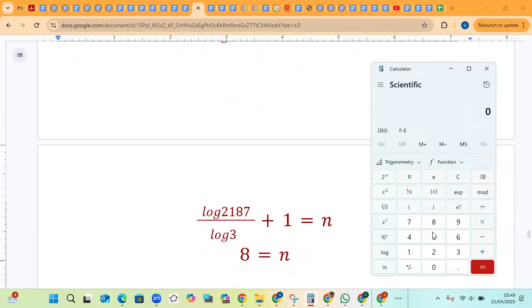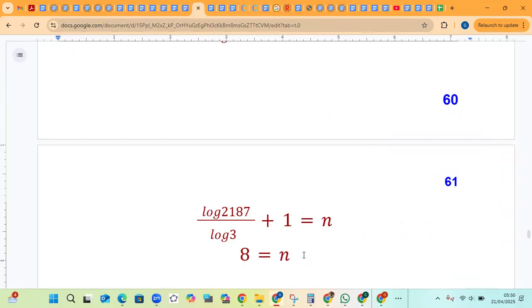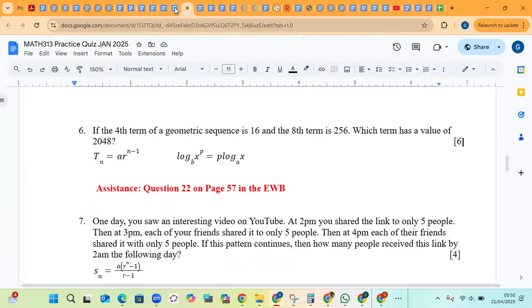So you have log 2187 divided by log 3, and then you add 1, and that will give us 8. So this is correct. Let's verify what was done for our own.